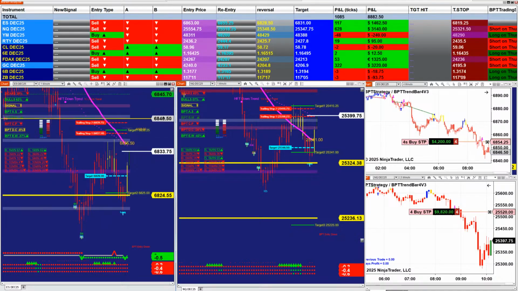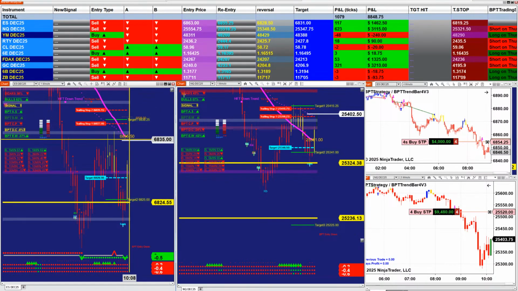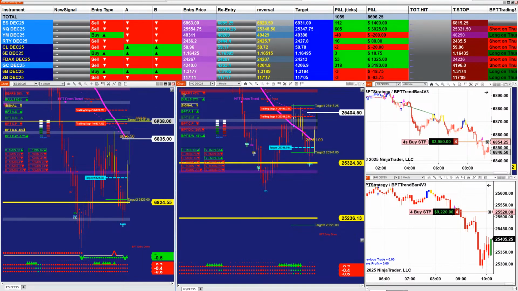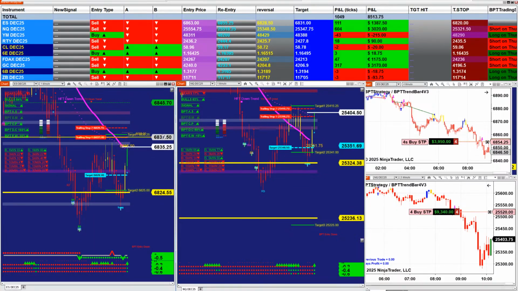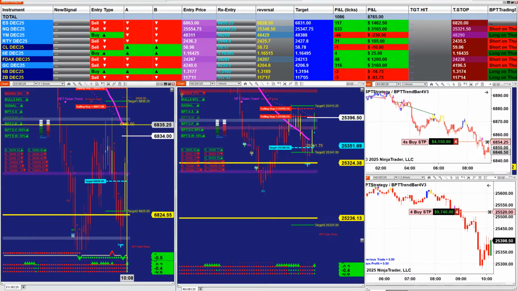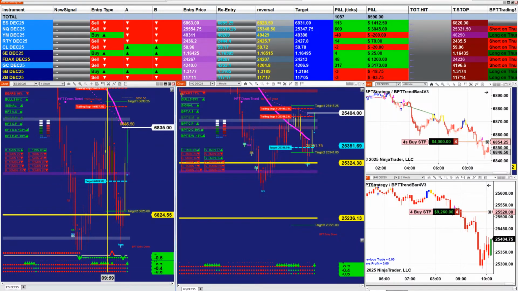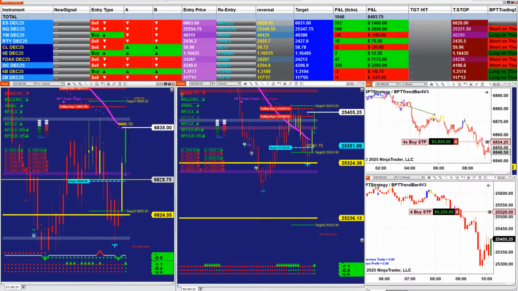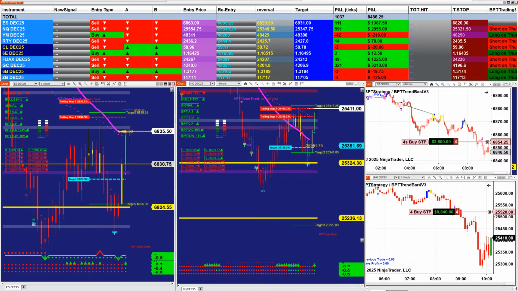On the ES, I don't know if you can see the wick. This is the re-entry right there, 6835. And we need to look. You see? It came in on this re-entry, the yellow line, and let's see if it's gonna hold.